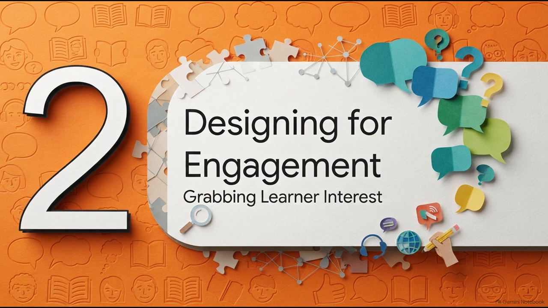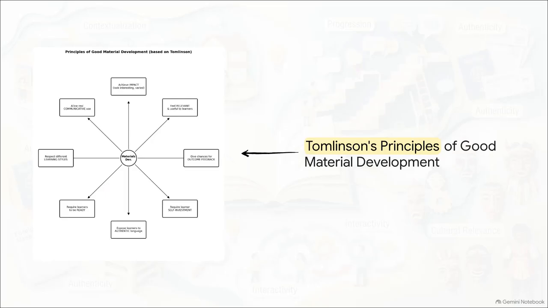Moving right along to pillar number 2. Designing for engagement. So we have to talk about Brian Tomlinson's famous 8-point wheel of core principles for good material development. It is an absolute gold standard in the field. When we talk about engineering those student light bulb moments, this right here is the underlying architecture. Let's break down a few of the most crucial points into actionable steps, starting right at the top.